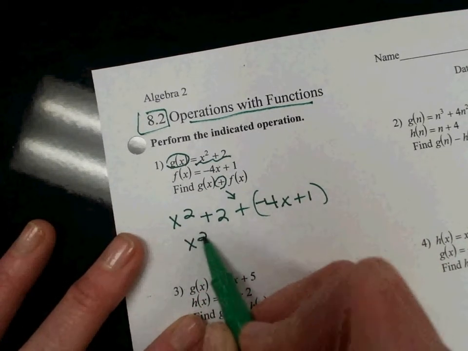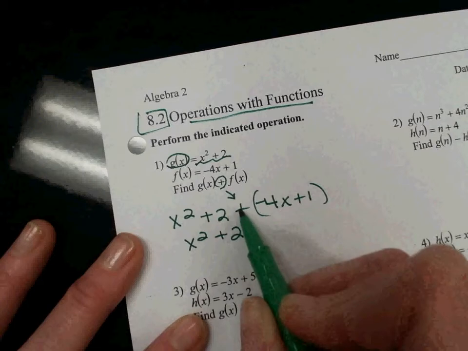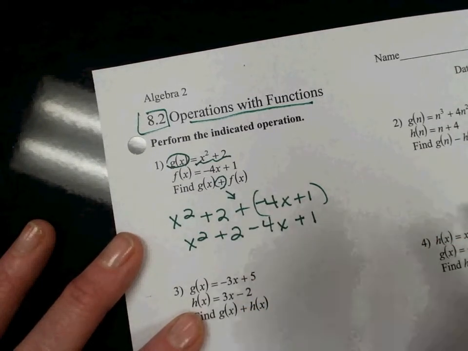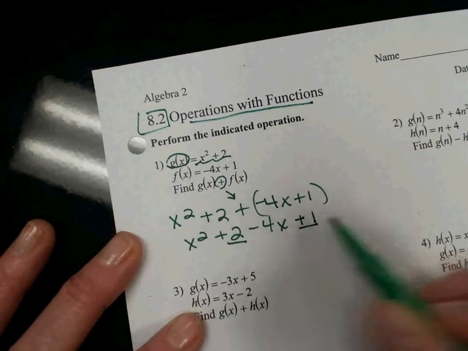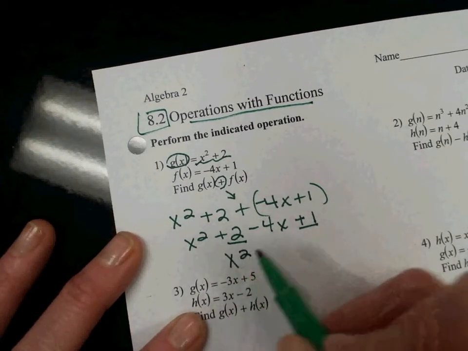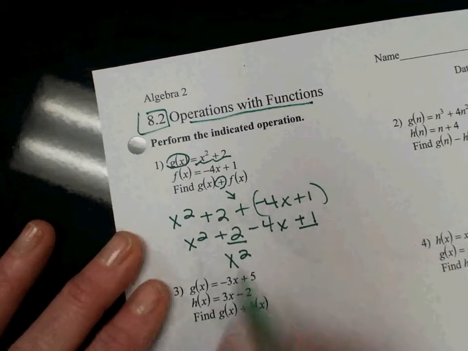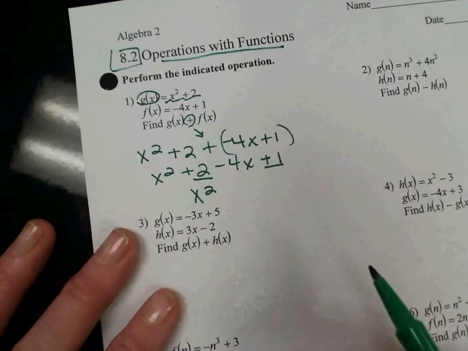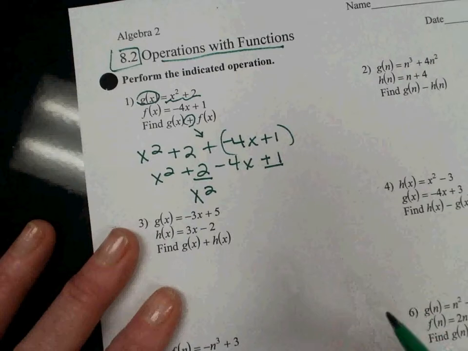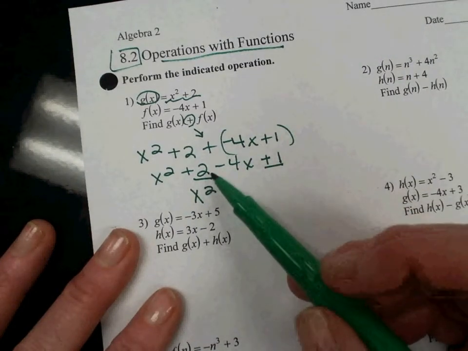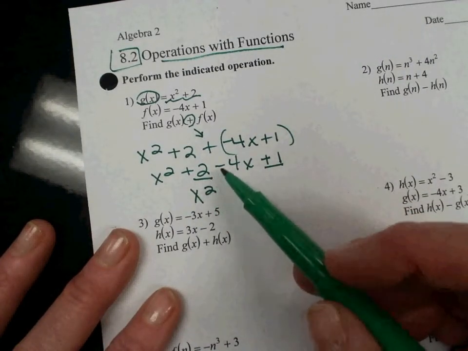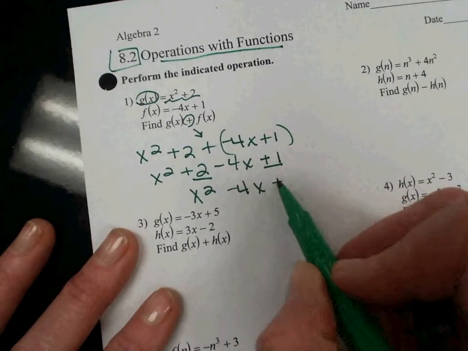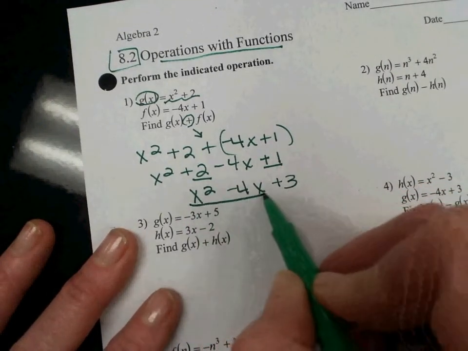So x squared plus 2 minus 4x plus 1. And then combining like terms, we combine the 2 and the 1. We get 3. So then we want to write our final answer in standard form, which means descending order according to the exponents, or the degree. So x squared, and then minus 4x, and then the 2 and the 1 makes 3. And that is your answer.